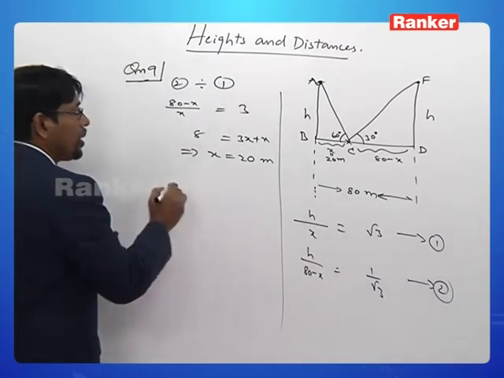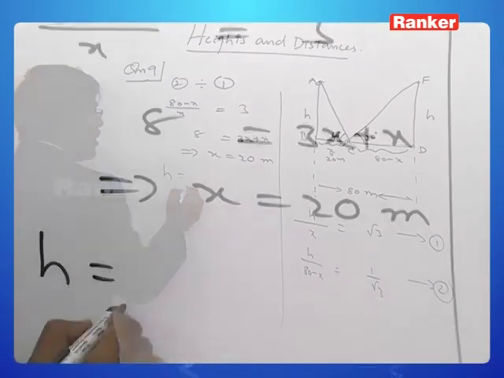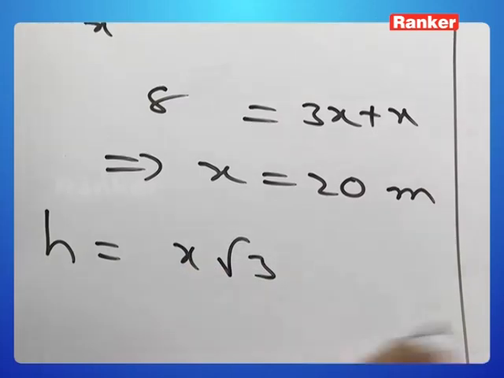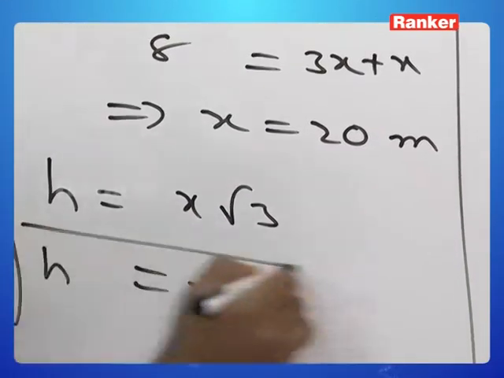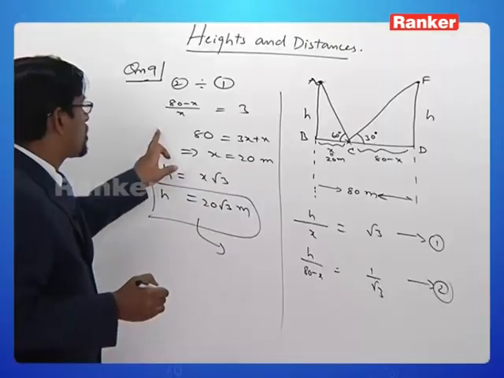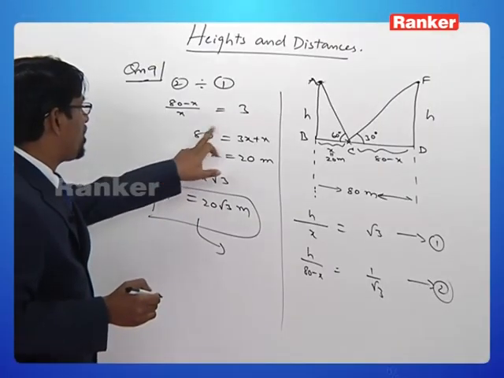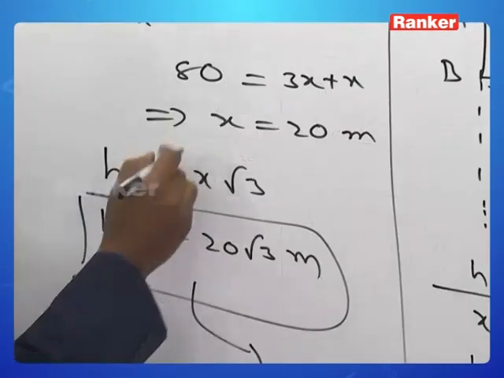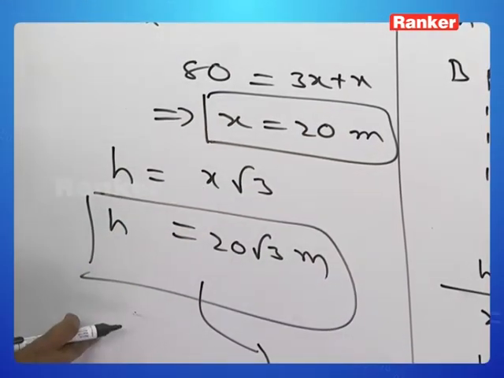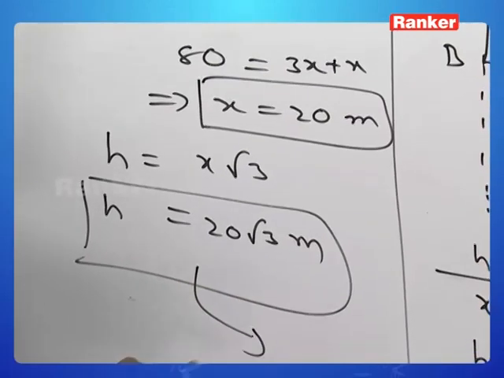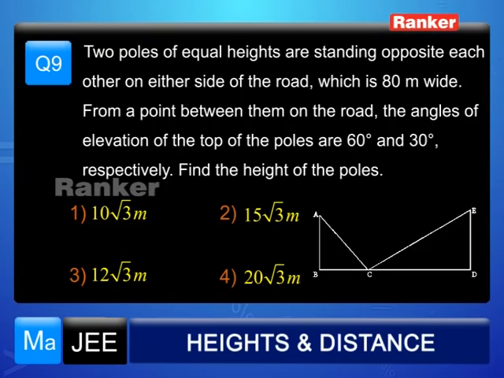So clearly h will be x root 3 from the first equation, that is 20 root 3. H is 20 root 3 meters. So here we have 80 to be 3x plus x, so x is equal to 20 meters. Therefore h is x root 3, that is 20 root 3 meters, and that is clearly appearing in option 4. Option 4 is the right answer.